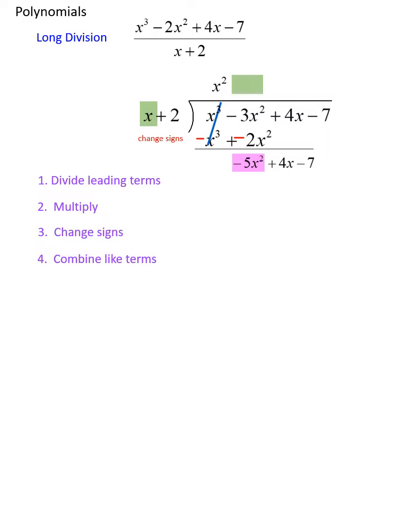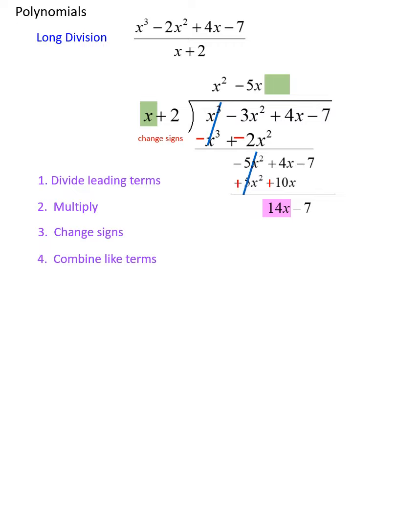Step 1, we ask ourselves, notice the colored boxes, what times x equals negative 5x squared? The only way that can happen is if I put a negative 5x in that box. Step 2, multiply. Step 3, change signs. And here's the result of my combining like terms step. Notice the 5x squareds canceled, and these two terms combined together to make 14x.